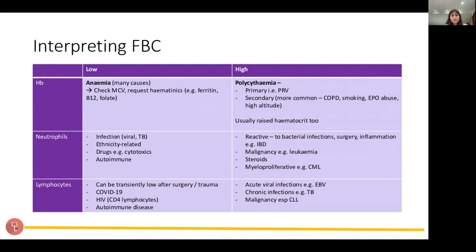So if we start with hemoglobin, obviously if your hemoglobin's low, then we're worried about anemia. There's several different causes. I'll go through them. But if you notice a low hemoglobin, the key things to do are also check the MCV and request any hematinics. So your hematinics are basically ferritin, B12, and folate, because that will allow you to further differentiate what type of anemia you're dealing with. But on the flip side, if your hemoglobin's high, then we worry about polycythemia.